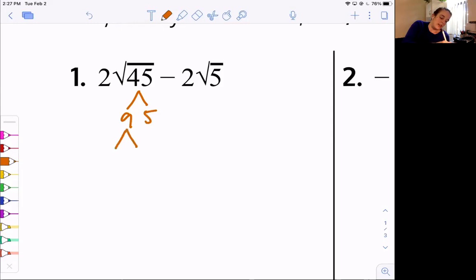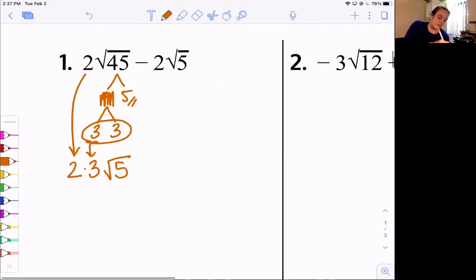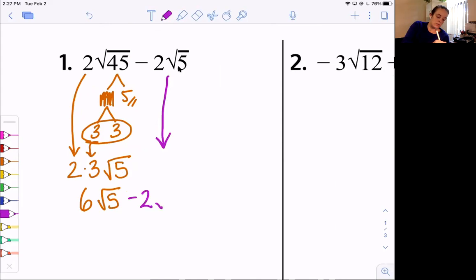And we know that 9 is 3 and 3, just like that. I'm going to go ahead and bring this 2 straight down, as well as this group of 3 comes here. And then I have a 5 left over on the inside. So here I can see that I have 2 times 3 is 6, square root 5. I'm going to bring down this portion here because 5 cannot be simplified. So negative 2 root 5.